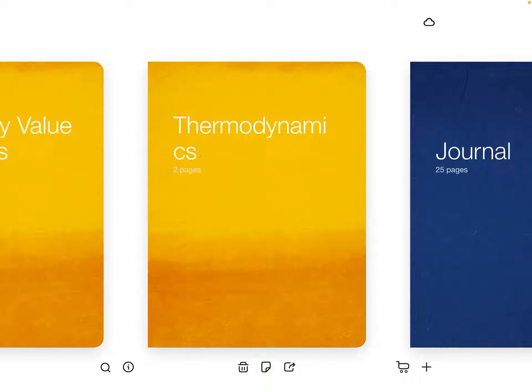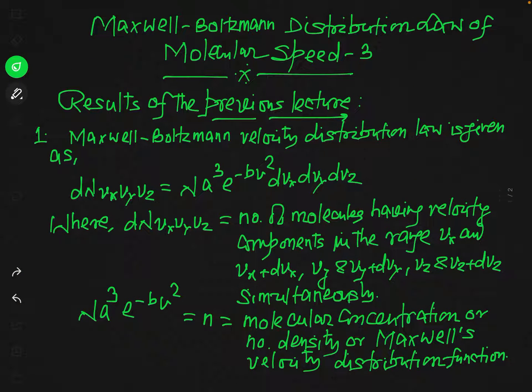We were learning about Maxwell's velocity distribution law in the previous lecture. What we have learned in the previous lecture I have mentioned here for your convenience. Let us see. We have studied that the Maxwell-Boltzmann velocity distribution law is given mathematically in this way.